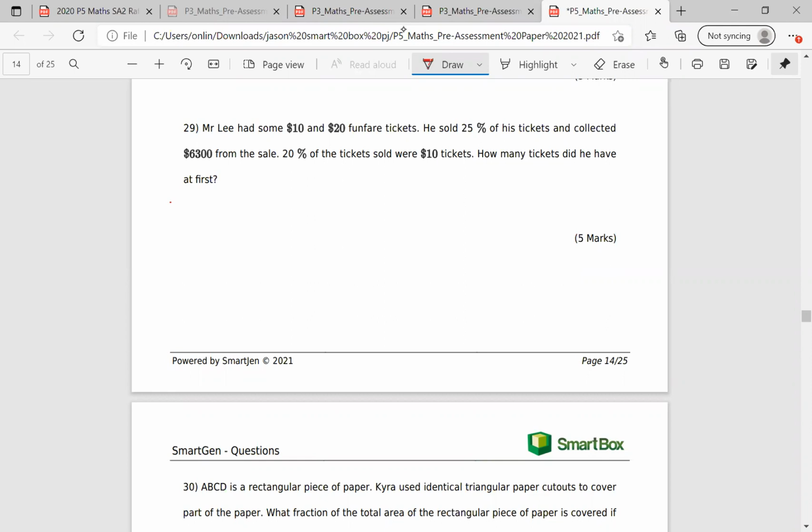Okay. So the total amount of tickets sold equals 25%, which I put in fraction as 1/4. And then they say out of this 1/4, the $10 ticket fraction sold should be equal to 20% of the 1/4, which means 20% is 1/5 times 1/4. So we have 1/20 here. These are all the $10 tickets.